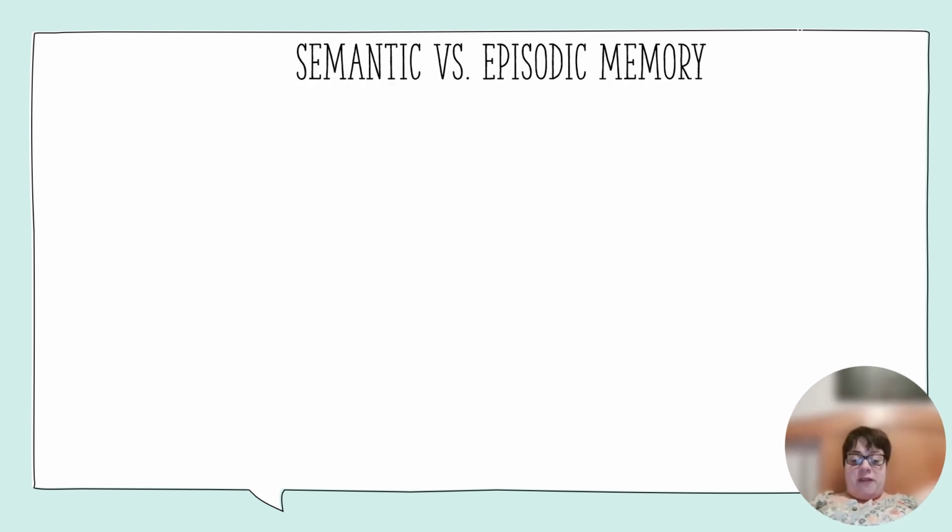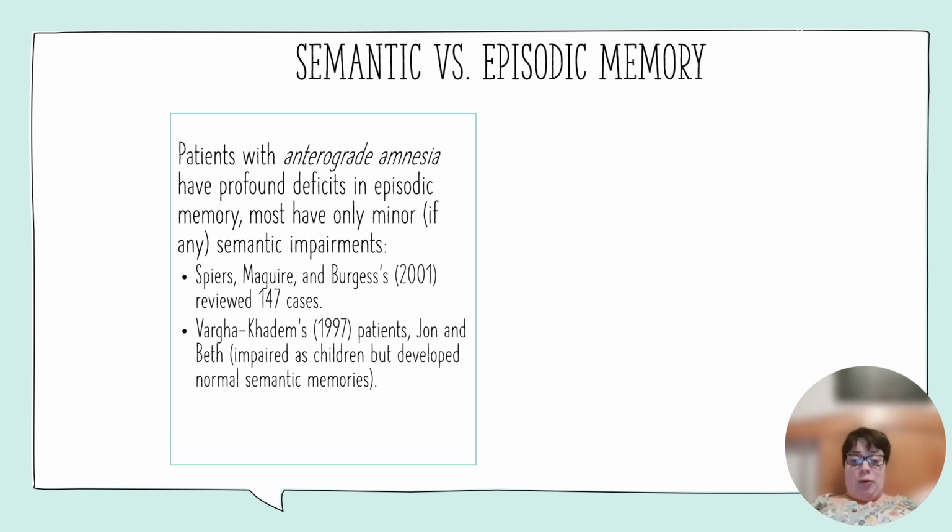So now let's talk about some of the scientific evidence that supports the discrimination between semantic and episodic memory. So patients with anterograde amnesia, such as HM, for example, have profound deficits in episodic memory, but usually have only minor deficits in semantic memories. So we talked about the Vargha-Khadem 1997 study with patients that were afflicted with a developmental or congenital form of amnesia as children. So they were unable to remember events and episodes in their life, but they had a relatively normal semantic memory.